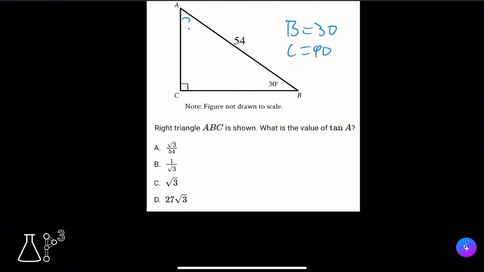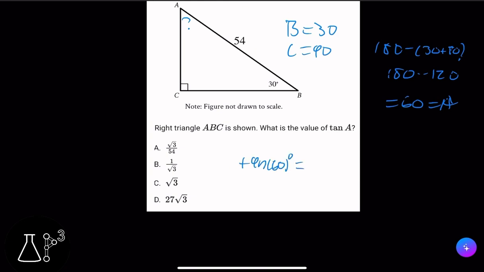Well, let's understand that in the full triangle, as we know, there is an angle measure of 180 degrees in total. Therefore, what I can do is 180 minus 30 plus 90 to figure out my value of A, which is going to give me 180 minus 120, which equals 60, which equals A. So tangent of A is going to equal tangent of 60.